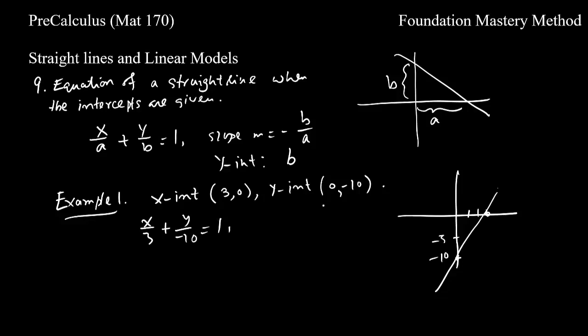That's it. The slope of this line will be minus b, so b is negative 10, over a, which is 3. So this is 10 over 3. You can see it's positive, and that makes sense here. And then the y-intercept is already here, negative 10. So b is negative 10.